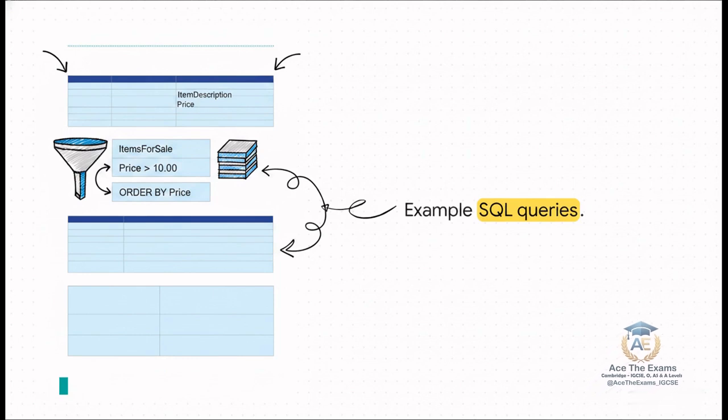Look at this first script. Select item description, price, from items for sale, where price is greater than 10.00, order by price. In plain English, we're just telling the database, hey, show me the descriptions and prices of items over $10 and sort them by price. It's incredibly logical once you break down the building blocks.